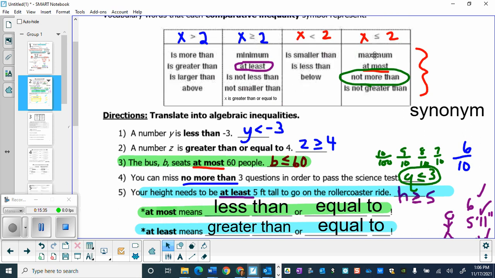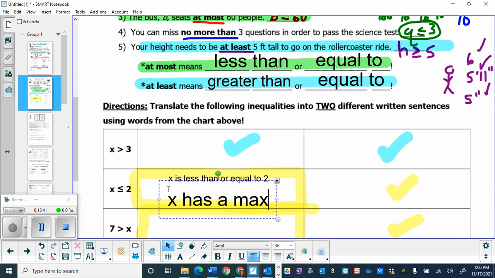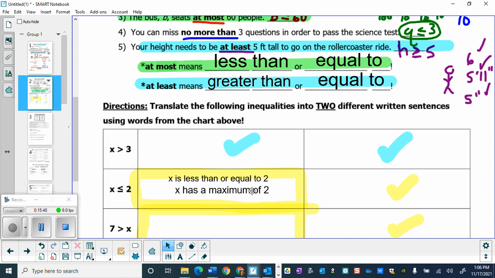So let's say x has a maximum of 2. We could put that here. X has a maximum of 2. So if x has a maximum of 2, the highest it could be is 2. That means we want 2 or lower, and that's what that's saying. So I've done a couple here, and you're going to try to do one on your own over here off to the side.